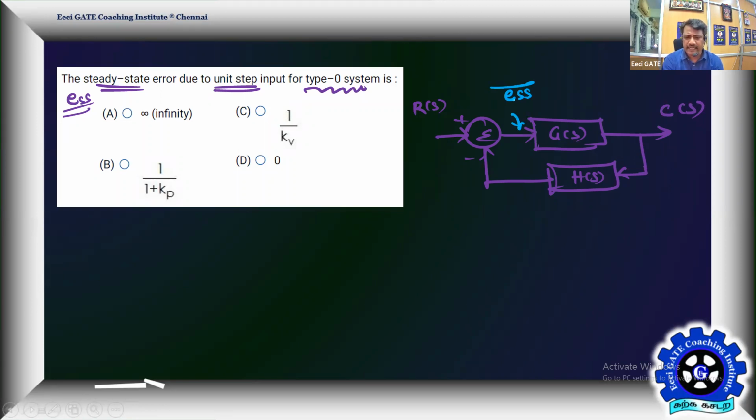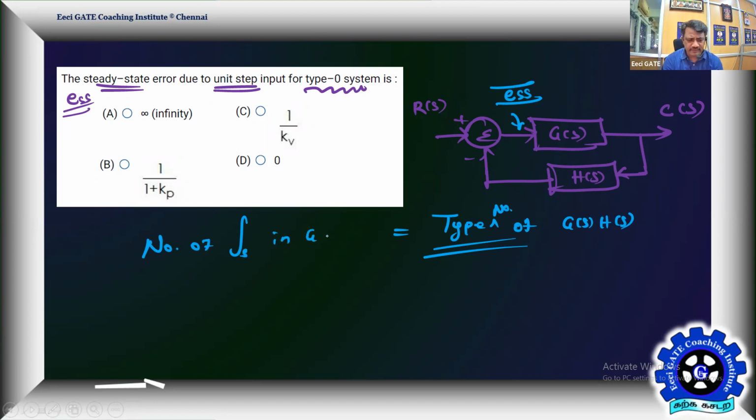As per the steady state error concept, what does type of a system mean? It's the type of G of S, H of S only. It's not the type of the closed loop transfer function. Type number means type of the loop transfer function only. So what is the type number of G of S, H of S? It is nothing but the number of integrators in G of S, H of S. So how many integrators do we have in our loop transfer function? The number of integrators is what is responsible for making the error zero.